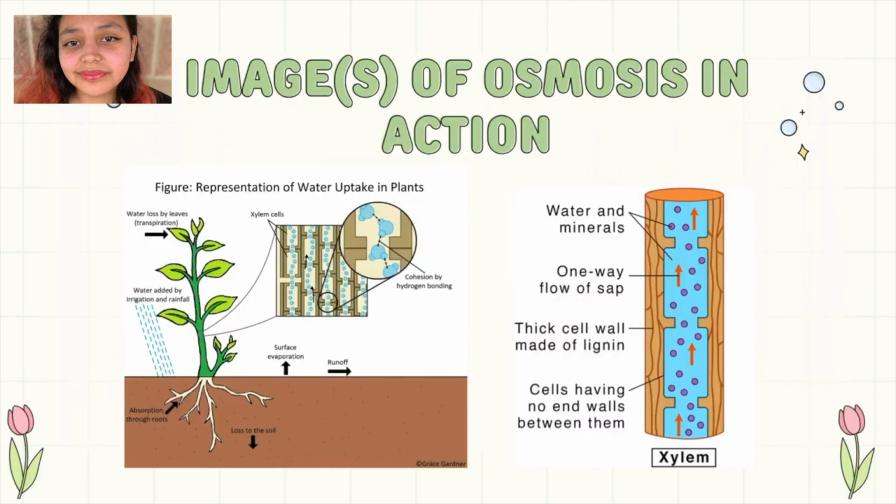So here we have a better image of osmosis in action. As you can see, this is our xylem. Remember, xylem is where our water and minerals are absorbed and transported from the roots to the leaves. This is what really does it. So the cohesion, as you can see, the hydrogen bonding, and this is where the water goes to the roots. So from the soil to the roots, the water is going up, right? And as you can see, it goes to the leaves in the stem.